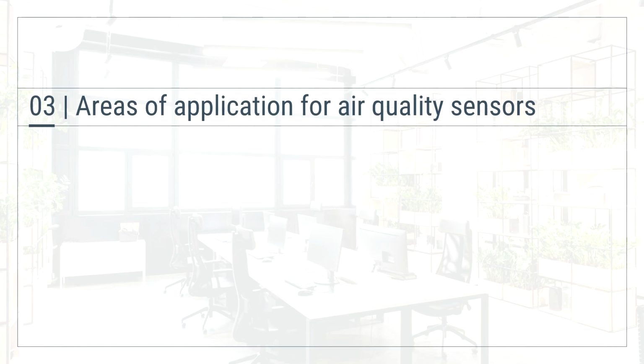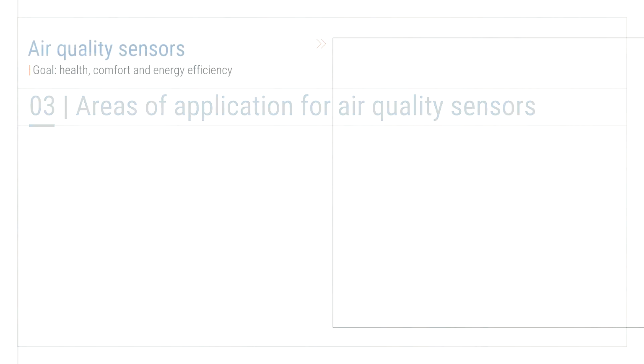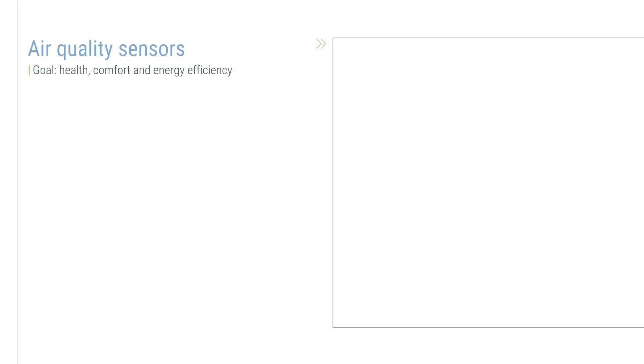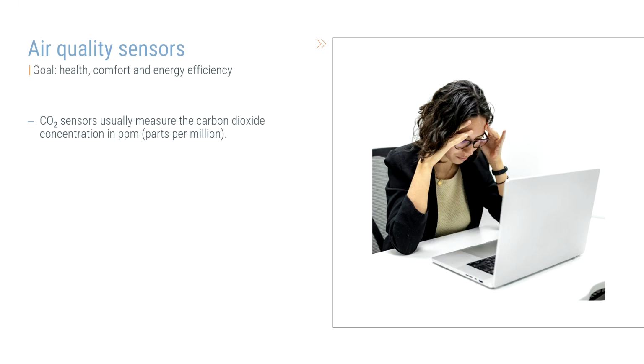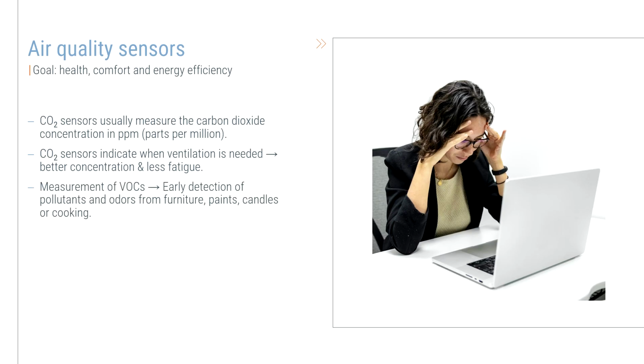Okay, now we come to the areas of application for air quality sensors. First thing, CO2 sensors usually measure the carbon dioxide concentration in ppm, as mentioned before. CO2 sensors indicate when ventilation is needed for better concentration and less fatigue. VOC sensors are for measurement of VOCs, early detection of pollutants and odors from furniture, paints, candles or cooking. And the targeted CO2 measurement enables automatic control of ventilation systems and air purifiers.